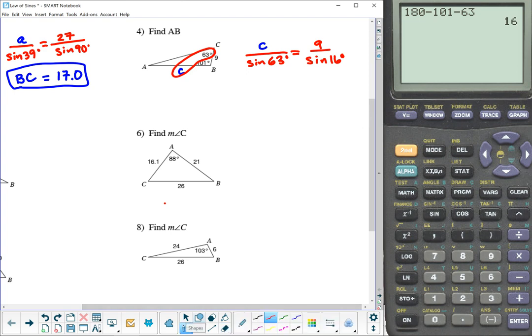All right, so again, doing the work, multiply both sides by sine of 63, and you will end up on the right-hand side with 9 times sine of 63 divided by sine of 106, or sine of 16. So you will get C equals 29.1, actually, this one. And they want AB, so this one is going to be A, B.